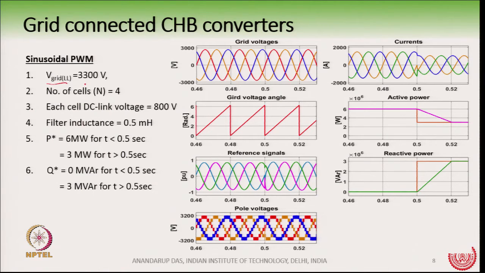If you have a grid line to line voltage of 3300 volt and the number of cells is 4, each DC link voltage we have kept at around 800 volt, and we have put a small filter inductance of 0.5 millihenry, much less than the 2 level converter that we had seen earlier. We have put a P star of 6 megawatt for t less than 0.5 second and 3 megawatt for t more than 0.5 second, and then similar values for Q star.